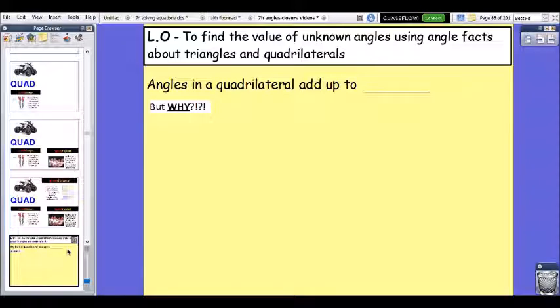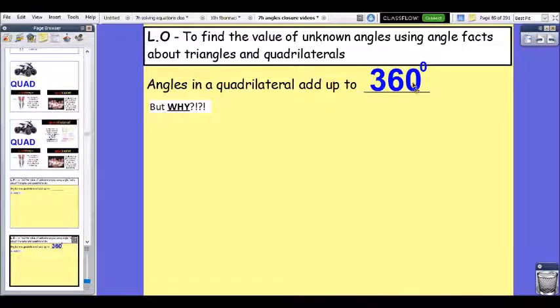In this lesson we're going to be learning some angle facts all to do with quadrilaterals. I'm going to give you two angle facts before we try lots of practice to find missing angles by using these facts. First of all, angles in a quadrilateral add up to make 360 degrees. It's a very important fact, but I don't just want to tell that to you, I want to show you why that's true as well.